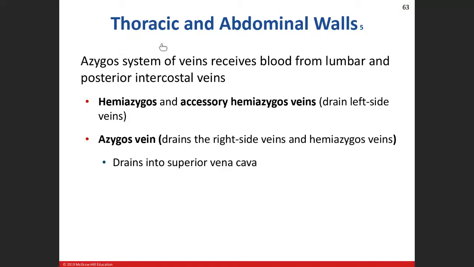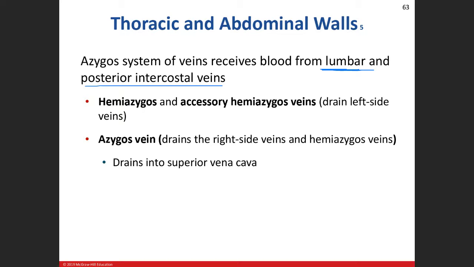All right, so keep in mind the azygos system is a system of veins. There's only three named veins, but it's going to receive blood from the lumbar portion of the abdominal wall and the posterior intercostal veins. And we just talked about the anterior intercostal veins. Those are going to drain into the internal thoracic. Okay, so there's three: two on the left side, and then one on the right side.